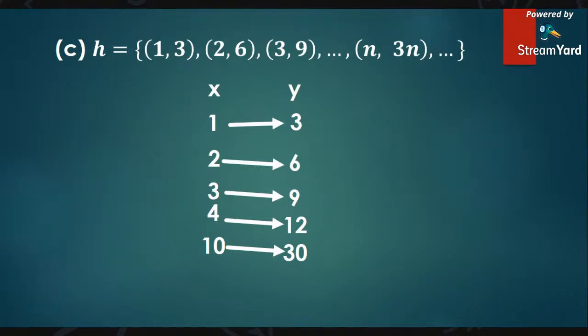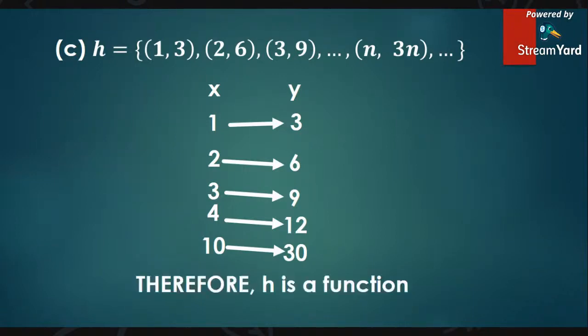So what do you notice? All of our x's produce only one output. Our inputs x produce only one output each. So it counts as a function. Therefore, H is a function. We based that on the given definitions or rules to identify if it is a relation or a function.